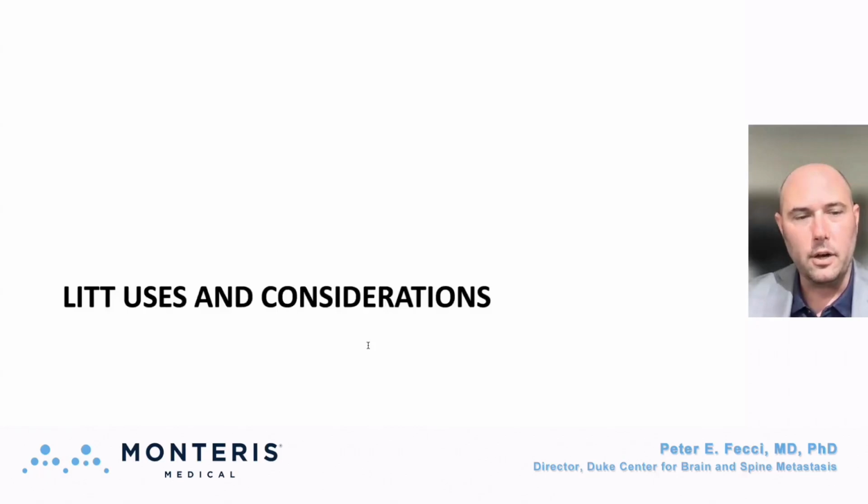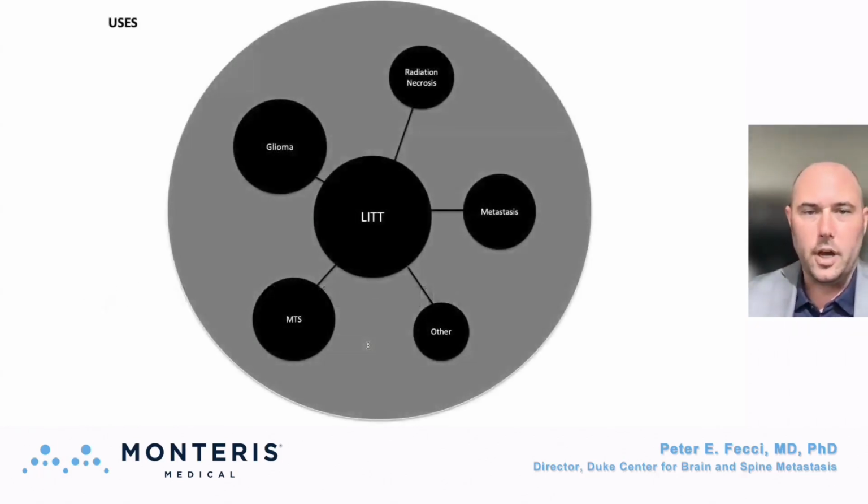So how do you use this technology, and what are some of the things that you need to consider? This is kind of a general schematic for current uses for LITT. As you can see, there are a variety of different tumor indications, including radiation necrosis. We'll lump that in with the tumor group. There's also a lot of uses in epilepsies, such as mesial temporal lobe sclerosis. This is actually a large use nationally. And then there are some other kind of miscellaneous uses, one or two of which we may discuss today. But I will really be focusing on the three arrows that you see here: glioma, radiation necrosis, and metastasis.